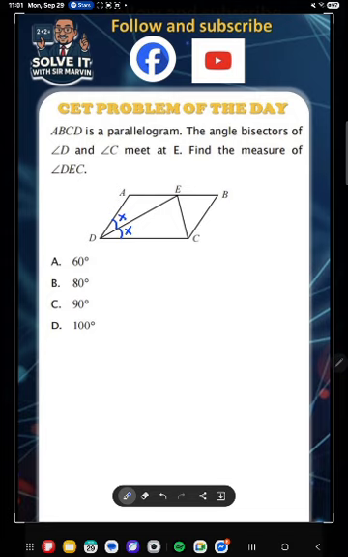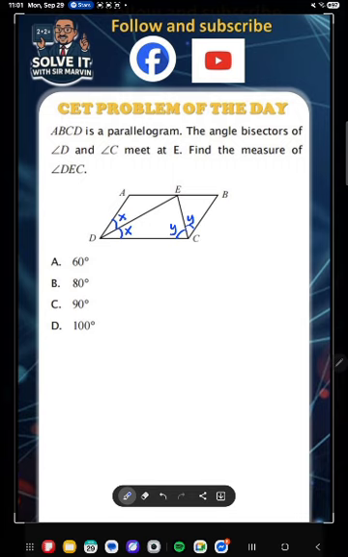In the same manner, on the other side of the parallelogram, this angle and this angle are also equal. Again, why? Because this EC is an angle bisector. So if this is Y, this is also Y.